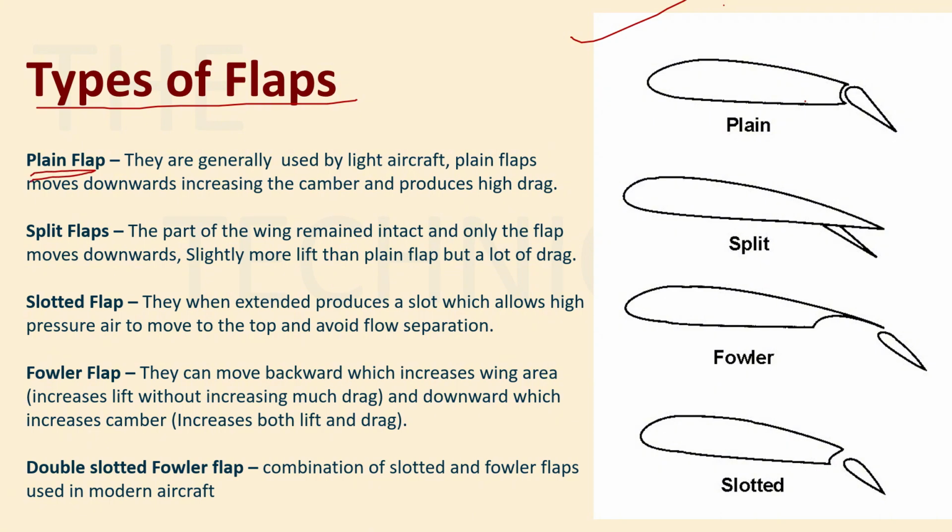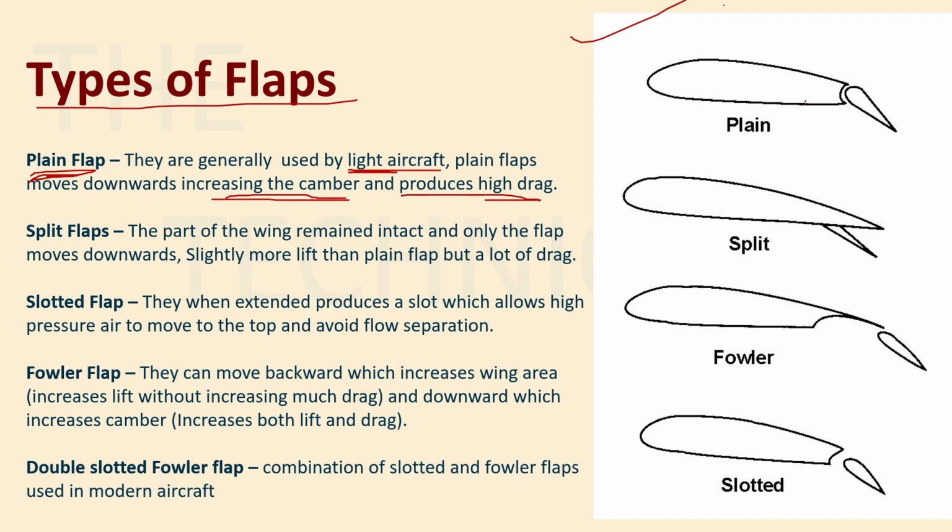So plain flap, as the name suggests, is a very basic type of flap, and they're used in your light aircraft. They work by increasing the camber and the angle of attack of the wing. One thing you need to remember is that they produce high drag. There's nothing much that you need to keep in your head. Just remember that they are very basic type of flaps which are used in light aircraft, and they work by increasing the camber of the wing to produce high drag.